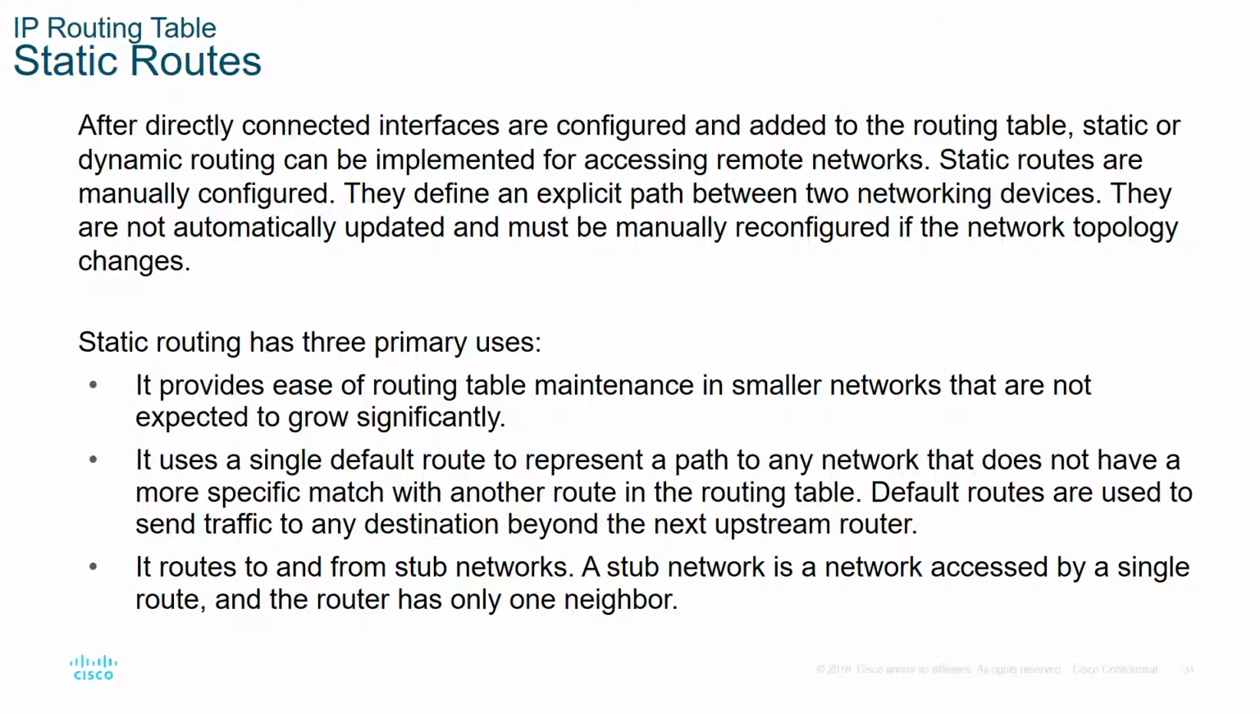Static routing has three primary uses. It provides ease of routing table maintenance in smaller networks that are not expected to grow significantly. It uses a single default route to represent a path to any network that does not have a more specific match with another route in the routing table. Default routes are used to send traffic to any destination beyond the next upstream router. It routes to and from stub networks. A stub network is a network accessed by a single route and the router has only one neighbor.